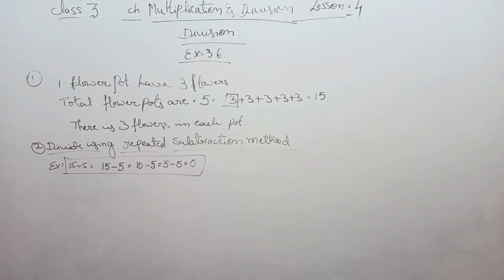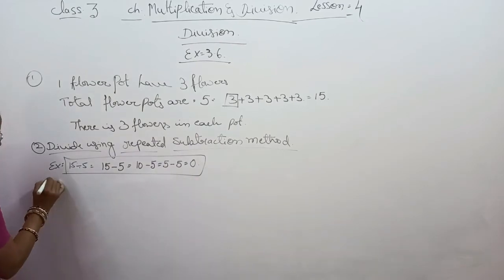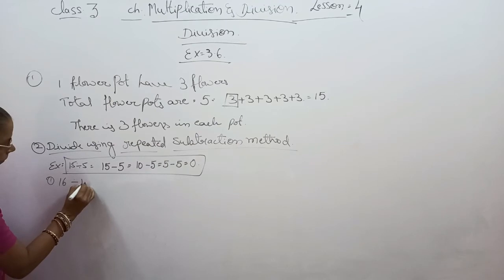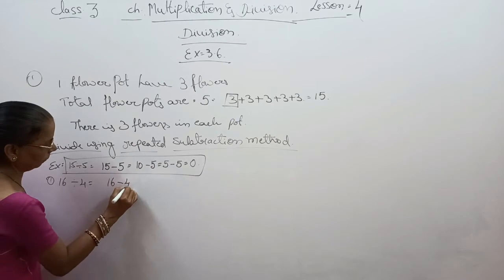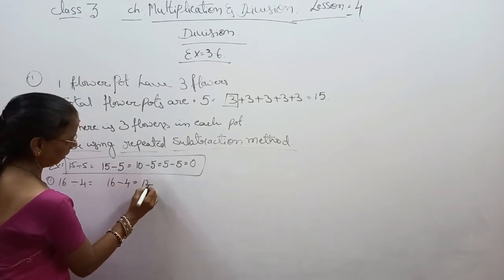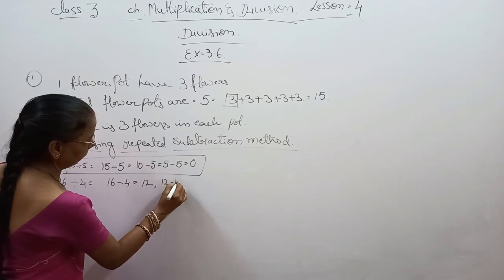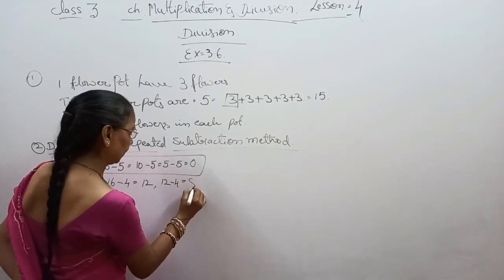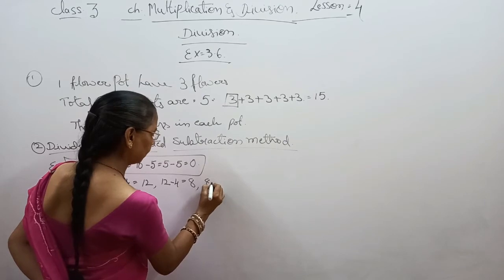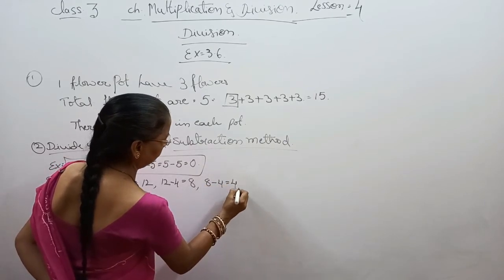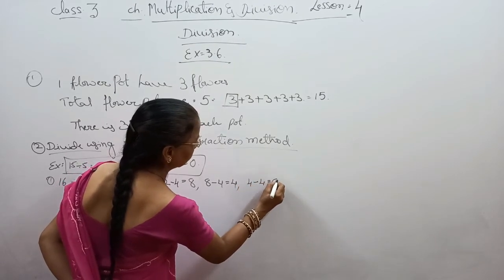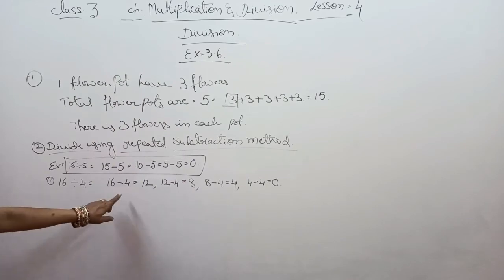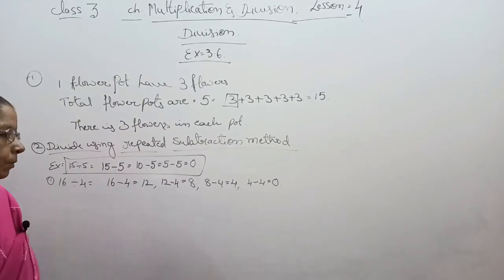Now in this question we have 16 divided by 4. The first question is 16 divided by 4. Then we write it as 16 minus 4. We get 12. Again 12 minus 4, we get 8. Again 8 minus 4, we get 4. Then lastly 4 minus 4, we get 0. Like this we have to repeat the subtraction up to 0.